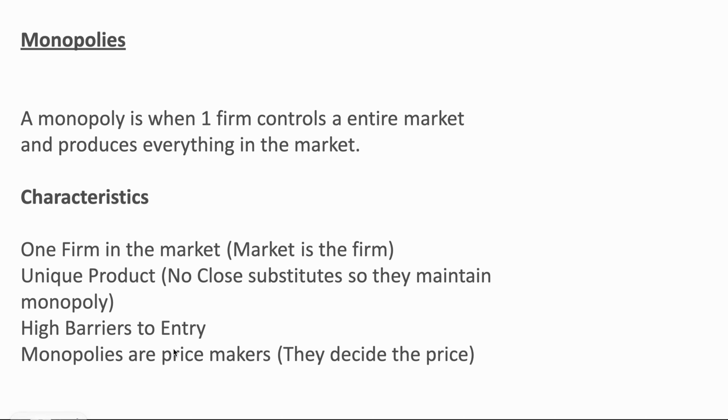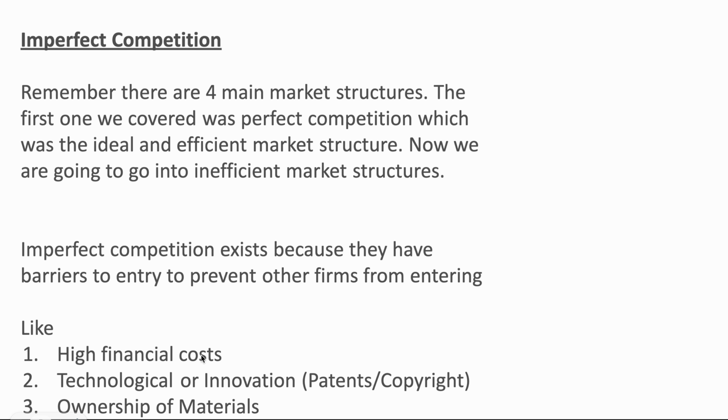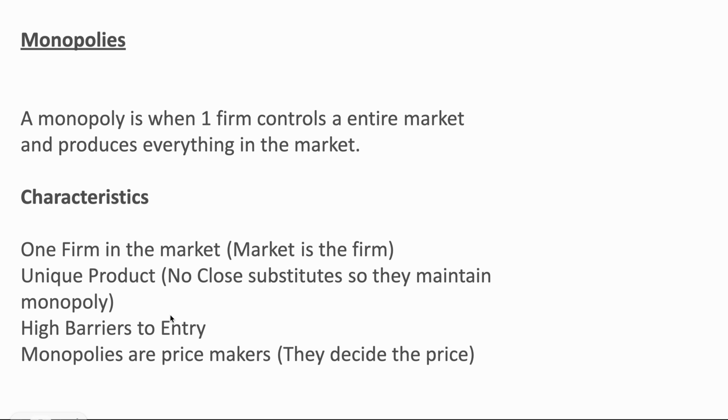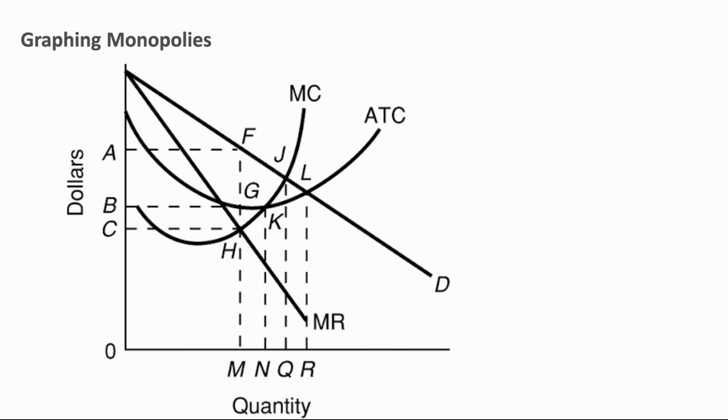So monopolies generally have really unique products. We have really high barriers to entry. You can't just enter the market, and even if you are somehow able to, it's going to cost you a lot of money, or you're going to have to use a patent, copyright, or something crazy is going to have to happen. And monopolies are price makers. What that means is monopolies can determine the price they want as long as they're making the most profit.